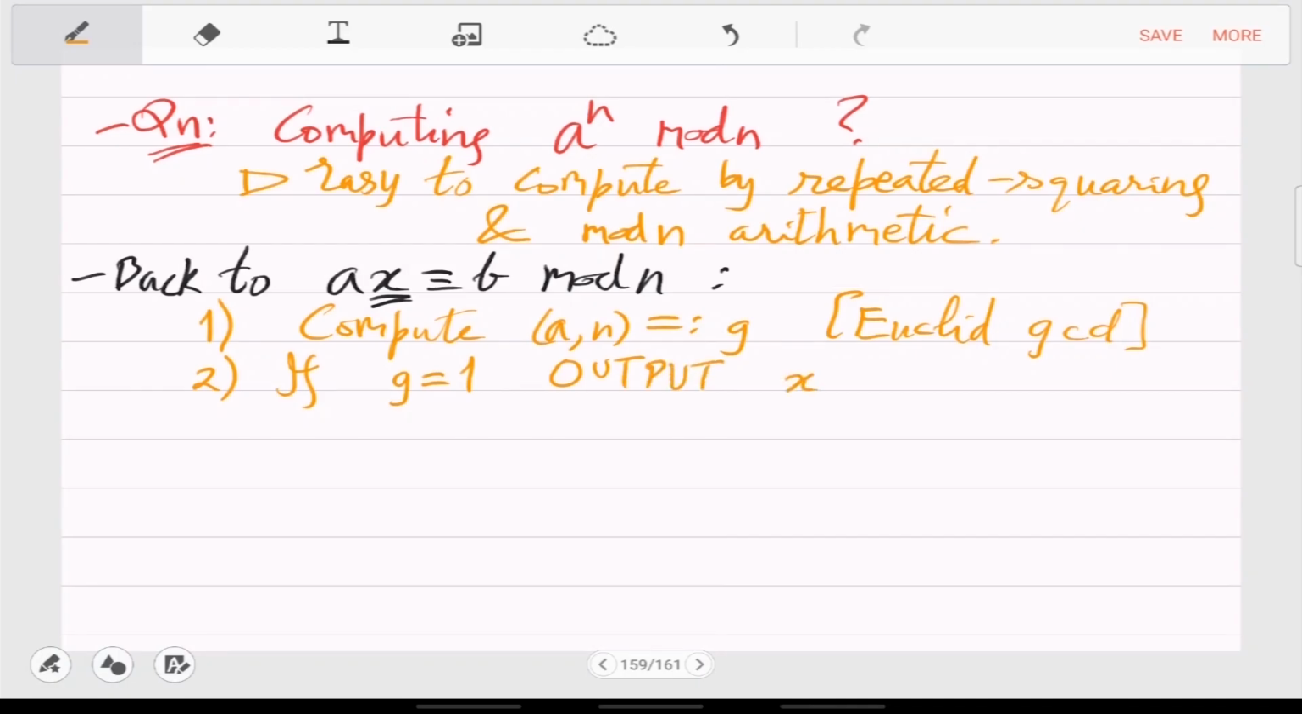Then x is just B times A inverse. Right? Euclid GCD will also give you A inverse. You multiply with B, and you output that number. And what do you do when you are in the bad case? If G is greater than 1. So this is the case of G greater than or equal to 2.